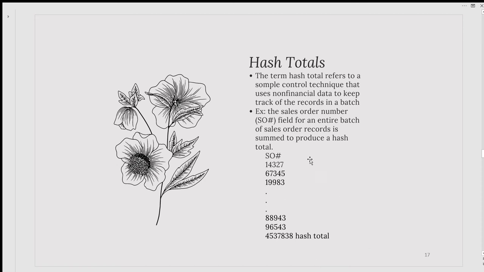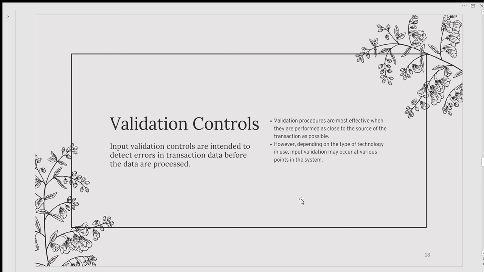Example, yung sales order number natin sa isang enter batch is ito. So, para makuha natin yung hash total, ipagpa-plus natin lahat ng sales order number. And then, yung total, yun yung hash total natin. Ganun lang siya kadali. Yung hash total, nire-recalculate siya tsaka kino-compare sa original. If may nawala or may nabago, magkakaroon ng mismatch, which means may error. Ayun lang naman siya.